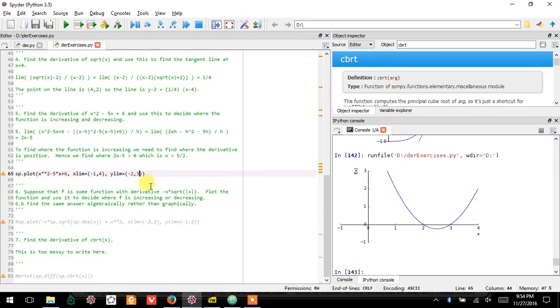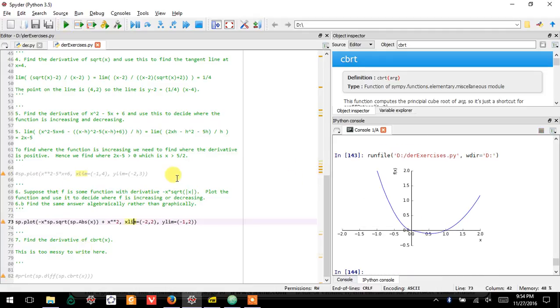Next, we will actually plot this function. That's the actual assignment, not the solution. But we plot this function and use the graph to figure out where, if we assume that this is f prime. This is not f of x, this is f prime, and we use it to figure out where f is increasing or decreasing. Well, f is increasing wherever f prime is positive.